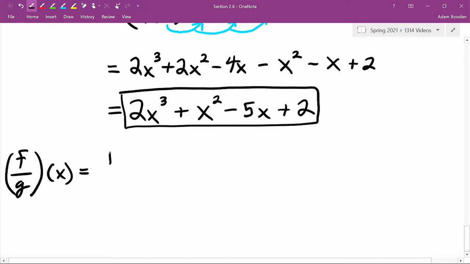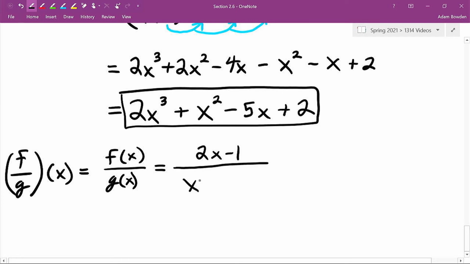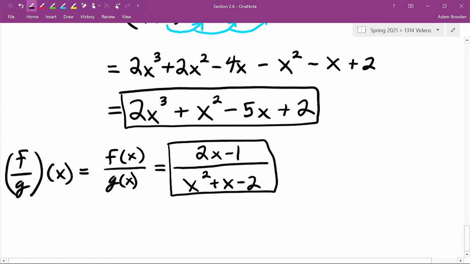Now for f over g, that means we take the f of x divided by the g of x function. And in this case, it's just going to be 2x minus 1 on top for f of x, all over x squared plus x minus 2. And more or less, that's how the two would go together in this instance.